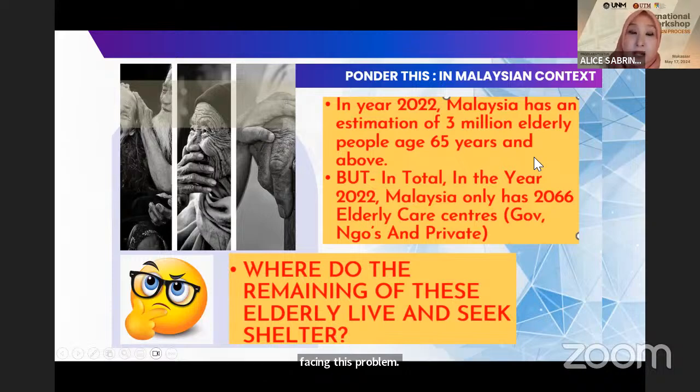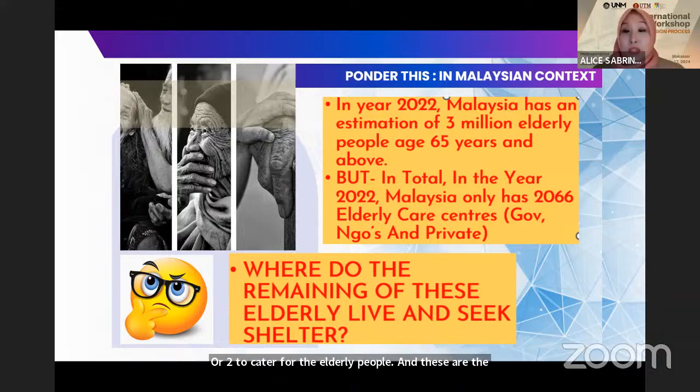From the calculation in research I did previously, in the year 2022 Malaysia had an estimated 3 million elderly people. But what is quite alarming is that Malaysia only had about 2,066 elderly care centers to cater for them, run by the government, NGOs, and the private sector. So can we fulfill the needs of 3 million elderly people aged 65 within the 2,066 total housing provided for the elderly in Malaysia? The big question here is where do the remaining elderly live and seek shelter?